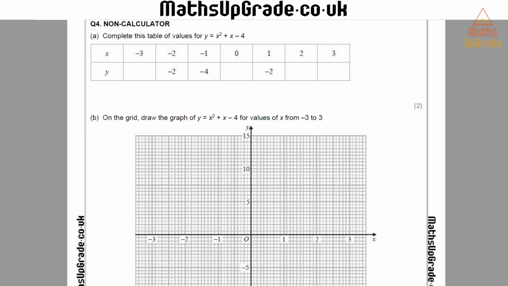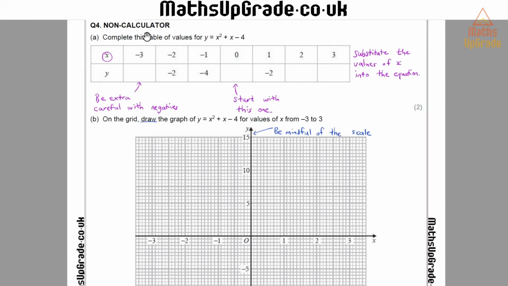Question 4. We need to complete this table of values for y equals x squared plus x minus 4. We're going to start by doing x is 0, because that's going to be the easiest one. Then we'll do the positive values of x, and then we'll substitute in the negative value of x. So with x equals 0, this will be y equals 0 squared plus 0 minus 4, which gives us negative 4. Then we're going to substitute these ones in now.